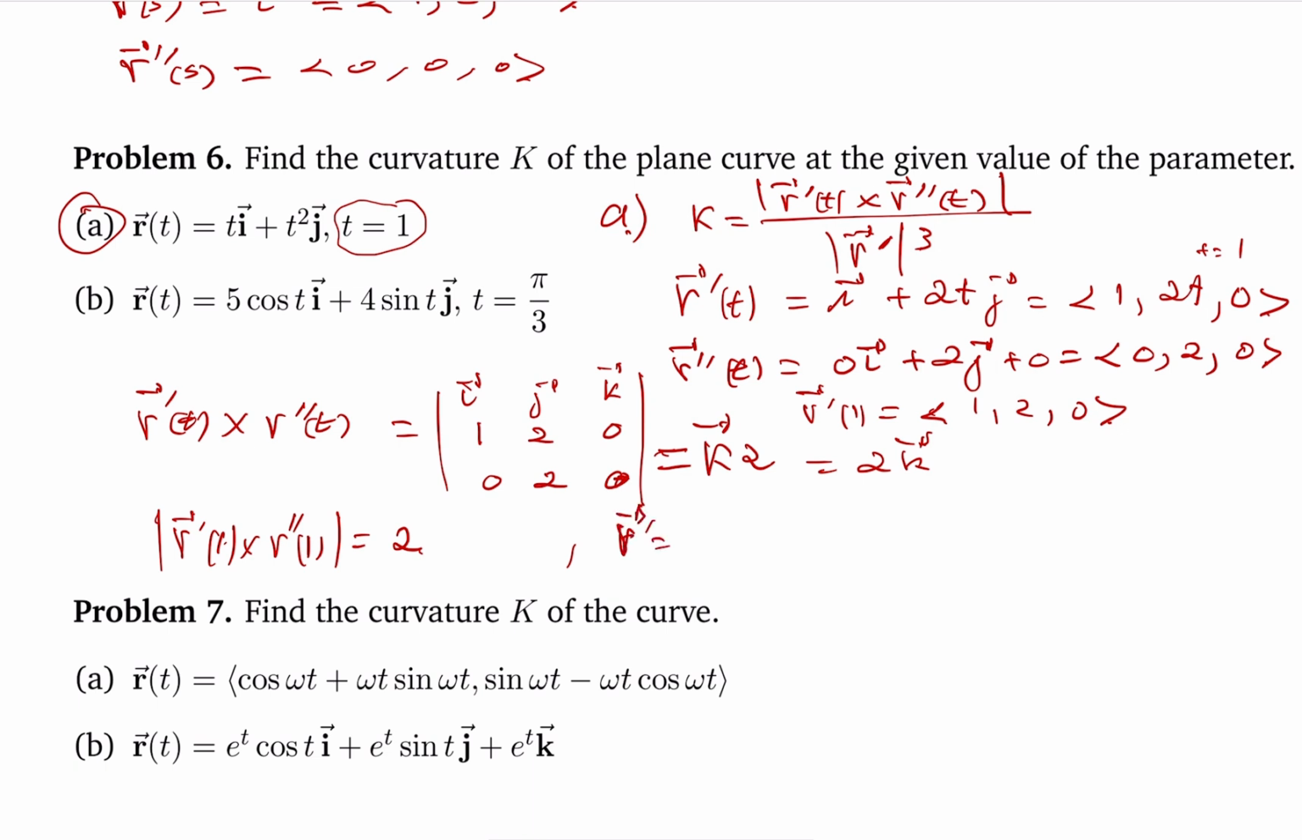We know r prime is here. If you replace t by 1, you have this one. So the length is the square root of 4 plus 1, which is just square root of 5. Now take the curvature here, you take the formula, and you have 2 divided by square root of 5. That's it. Okay? That's the way to find the curvature.